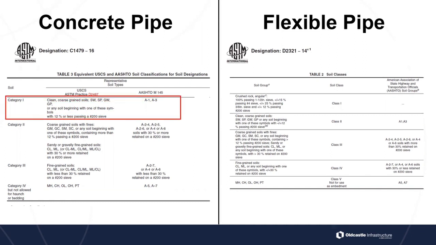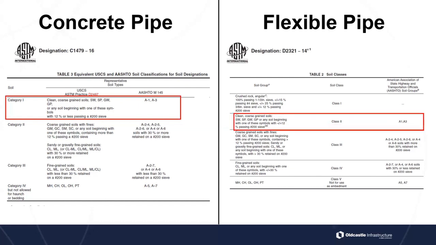Okay. So let's start with a category 1 soil for concrete pipe. If you notice, they have the USCS designations, but they also have the AASHTO M145 soil classification. That is, of course, your American Association of State Highway and Transportation Officials soil groups that are very common in these types of specs and what we call out for these soil types. So a category 1 is going to be your clean, coarse-grained soils, your A1, A3 AASHTO soils. So for concrete pipe, we're calling that a category 1 soil.